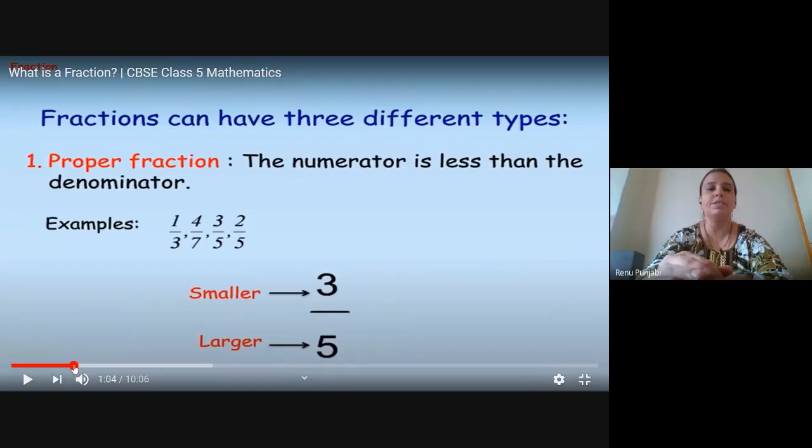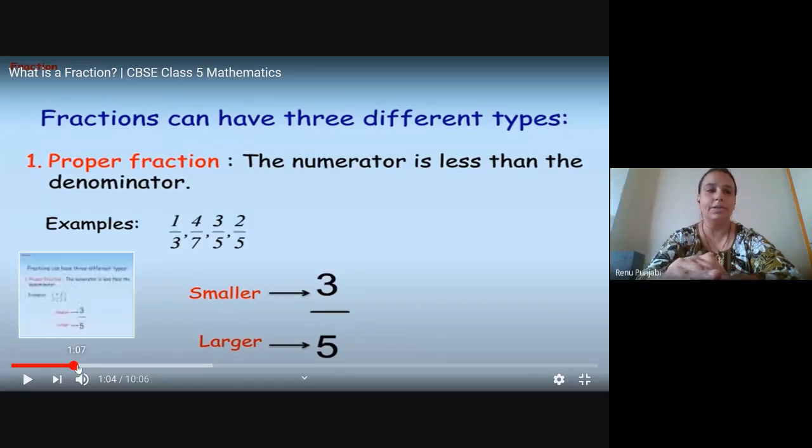So fractions have three different types. We have learned more than three also, but first, we discussed the basic three. Proper fraction: the numerator is less than the denominator. Here you can see the numerator is 1 in the first example and the denominator is 3. So it's a proper fraction because 1 is less than 3. Next example, 4 upon 7, 4 is less than 7. So a proper fraction says the numerator is smaller than the denominator.